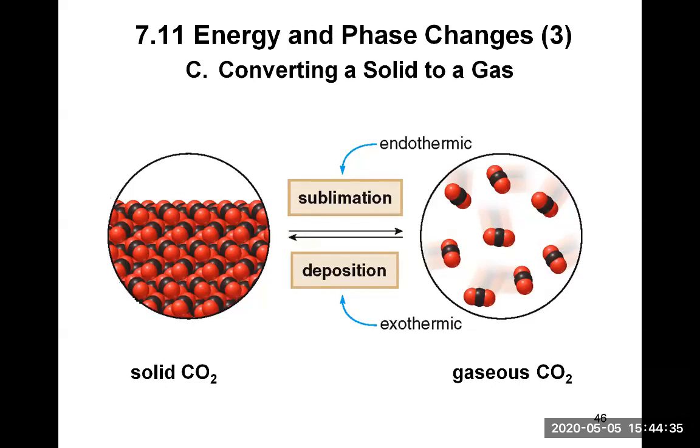And the reverse process is called deposition. When you go from a gas to a solid without going through the liquid, it's called deposition. Deposition is exothermic. It releases energy to the outside because you go from a very disorganized state to a very organized state. So it releases a lot of energy to the outside.